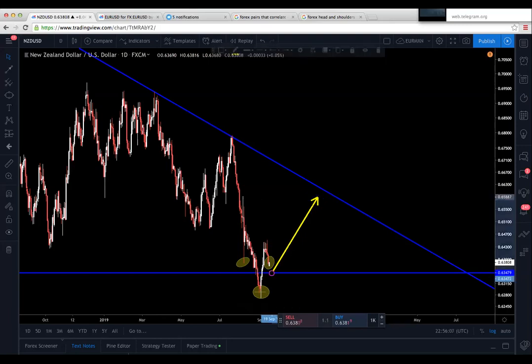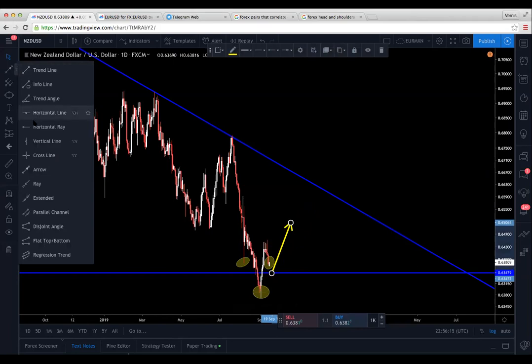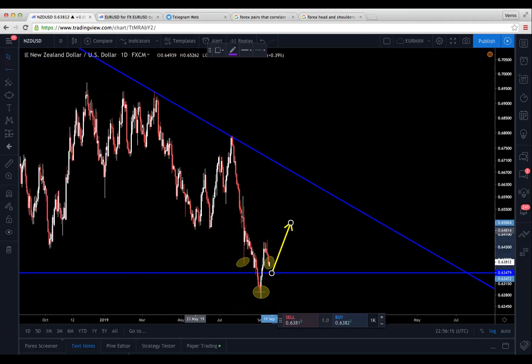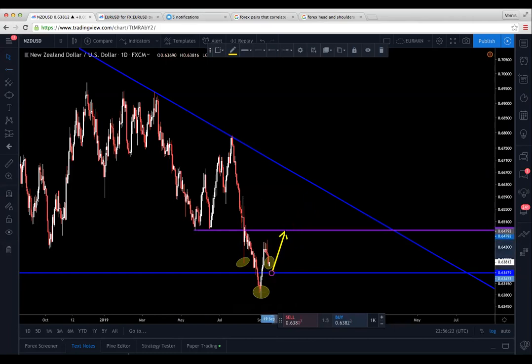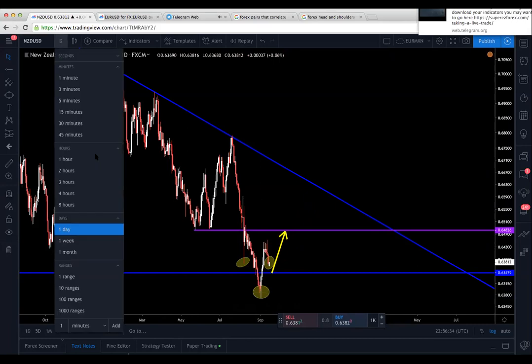Anyways, I'm going to take price at the next structure. I'm going to take profit. Going to take profit right here. So if I did this, let's drop down to the 1 hour time frame.